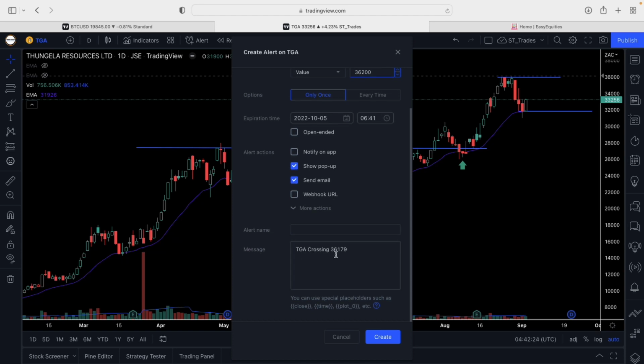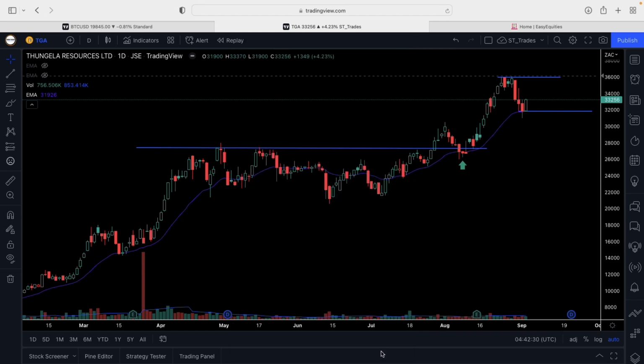So you see the message that I will get is that Thungela is crossing above 362, right? Then once you create that order, it's going to show there. You see now we've got this orange color there that shows that the alert has been created. So that is one way. Once you get the alert that the trade is triggered, then you can log into your brokerage account and then set up that buy stop order, or you can just log in and place a market order, because the condition will be met.